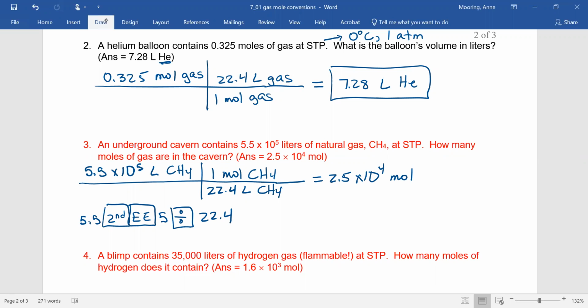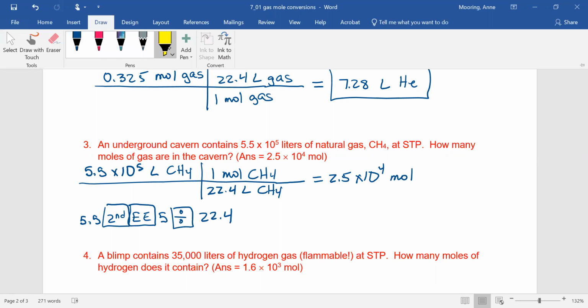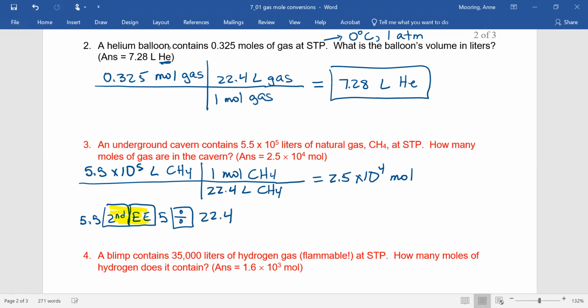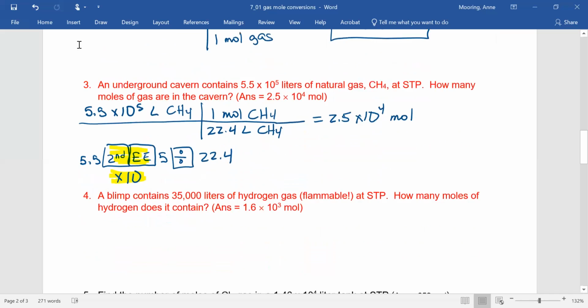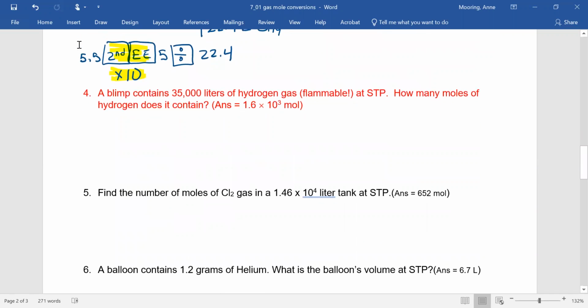So remember that second EE combination means times 10. And let me highlight that in yellow to help you remember it. So second EE means times 10 raised to some power. And so the 5 is the power. All right, since we've straightened that out, I want you guys to try numbers 4 and 5.